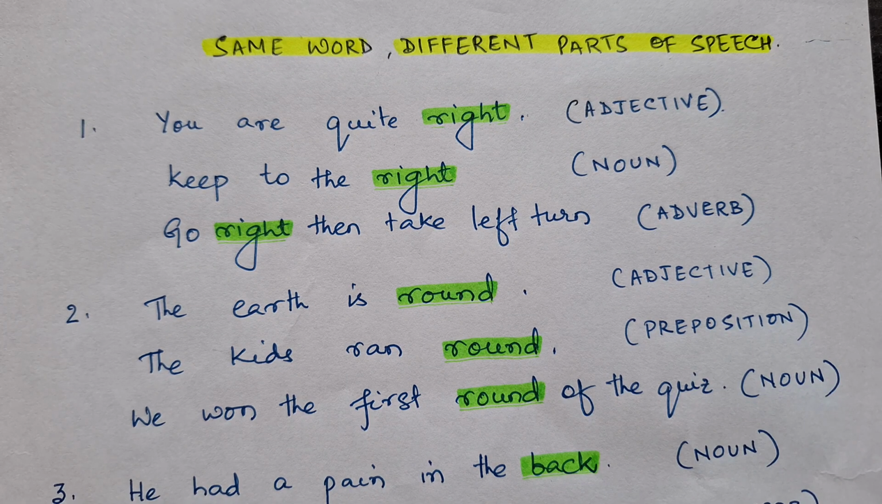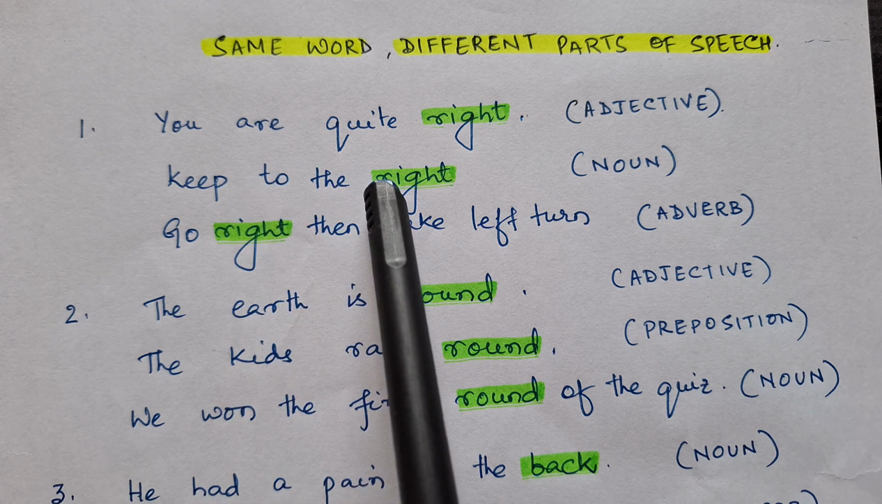Hello students, now let us understand how we can use the same word with different parts of speech. As we know, there are 8 different parts of speech. Now how do we use the same word given in a sentence in different parts of speech?